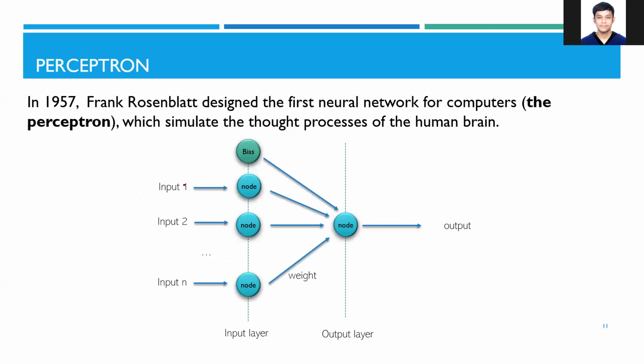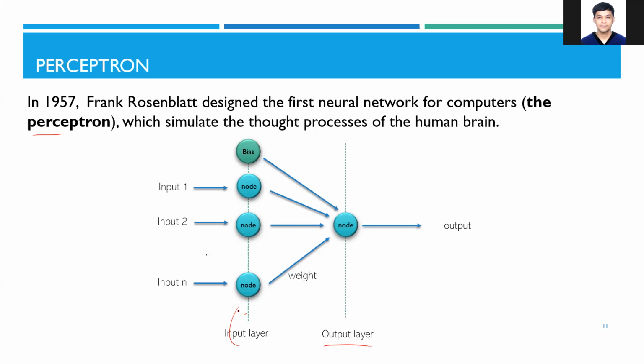Okay, Frank Rosenblatt is the one who proposed the Perceptron. The Perceptron is the first neural network for computers, so this is the very basic ANN. Here we have the input layer processed by the weights, and then we have the output layer. So this is the very beginning, very simple.